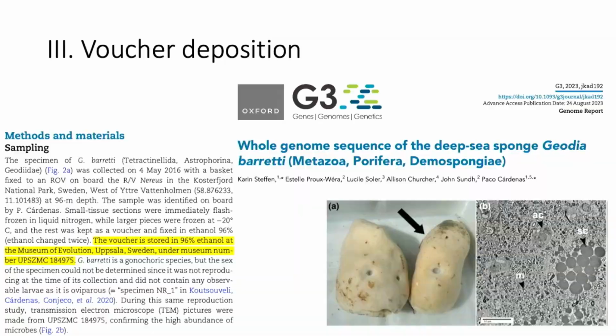So you're giving your voucher to the Museum of Evolution, for instance. In exchange, we give you a museum accession number. You will use that museum accession number to put it in the publication of your whole genome or of your article. So here's an example where we sequenced the whole genome of a deep-sea sponge, Geodia bereti, and in the material and methods, we have inserted a sentence saying the voucher is deposited at the Museum of Evolution under the following number, so that anyone can easily find it, come to the museum, or ask for a loan of that particular specimen that they want to revisit or study further.